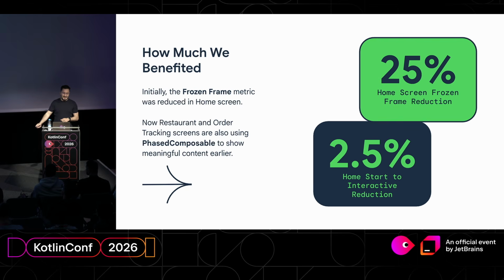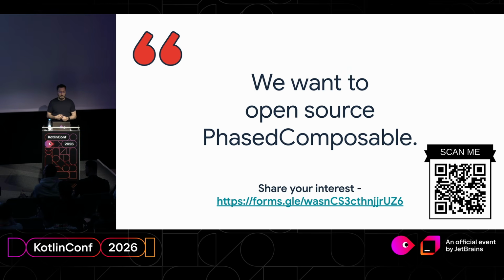This helped us reduce our frozen frames by 25% for the home screen alone, and the time to interactive metric also improved in the initial implementation. Later on, we improved it and made it available to other screens. So most of our core business screens are using this technique to show content as early as possible and reduce frozen frames. This is helping us a lot. That's why we would like to open source it.